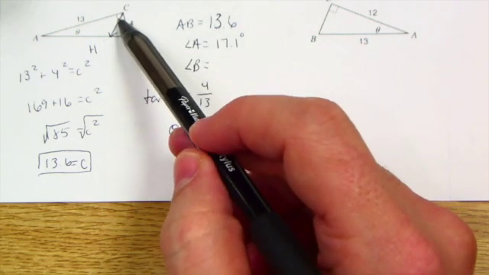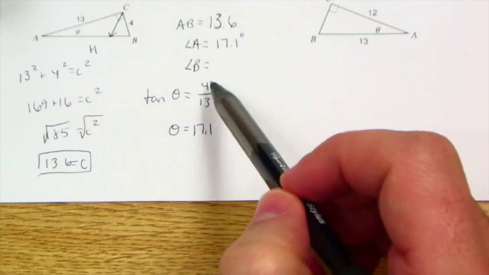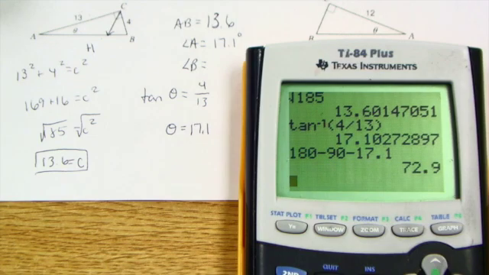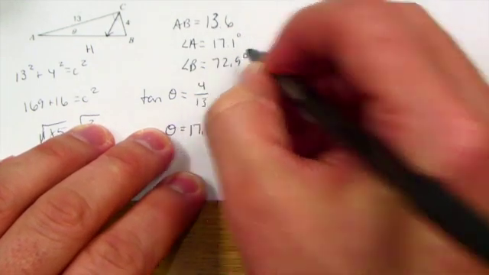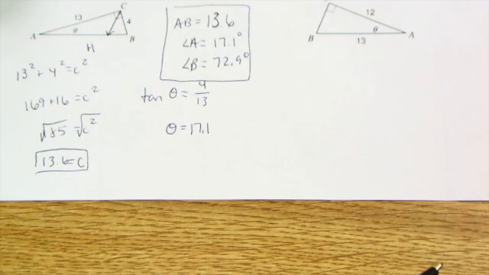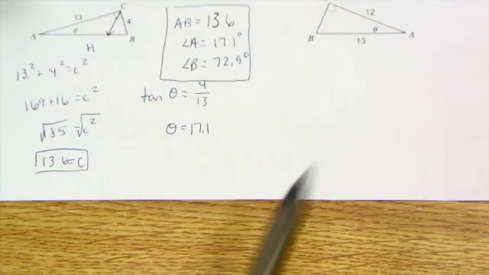Now that I have the 90-degree angle and the 17.1 degree angle, I can simply subtract them from 180 to find the last one. So I'm going to do 180 minus 90 minus 17.1, and that gives me my other angle of 72.9 degrees. And so now I have the 3 missing pieces to my triangle. I was given this side and this angle, so those are the 3 missing pieces. And number 6 is exactly the same as this, so if you want to, you can practice it.